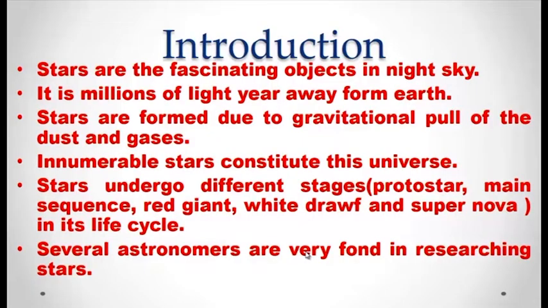Then in this universe, innumerable stars are there. We can't count how many there are. In the formation and existence of a star, stars undergo different stages in their life cycle. The stages are protostar, that's the initial stage of a star, main sequence, red giant, white dwarf, and supernova. These are all the different stages that stars undergo in their life cycle. Our sun, which is the nearest star, is currently in the main sequence.